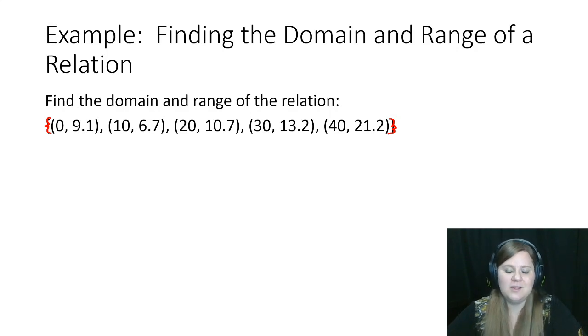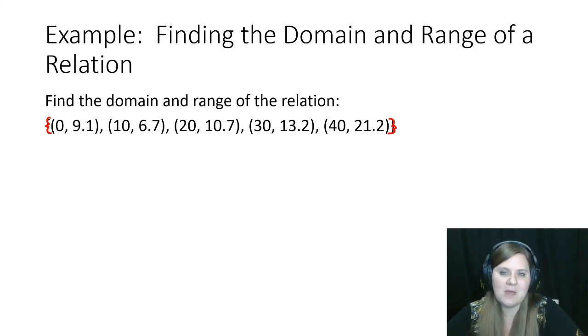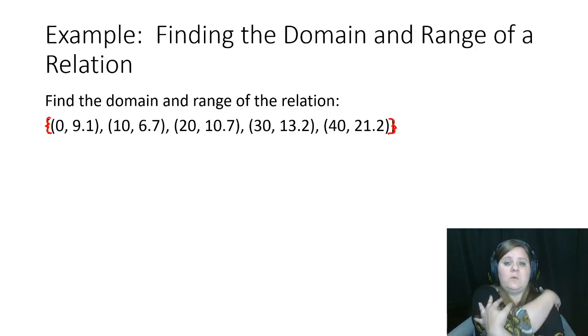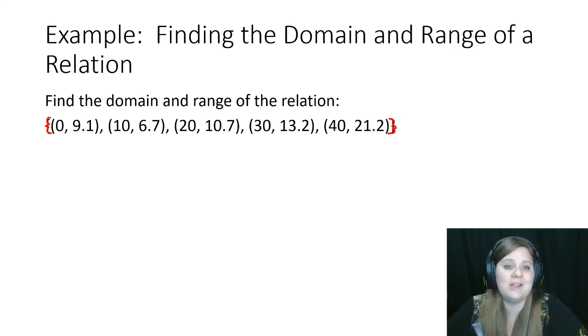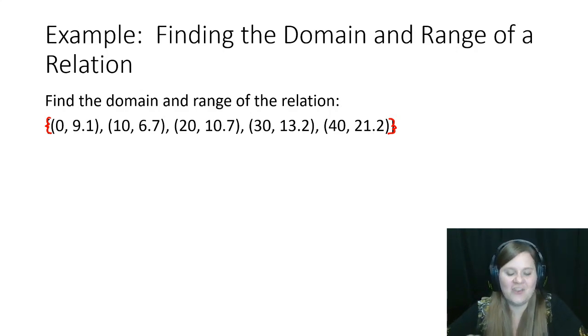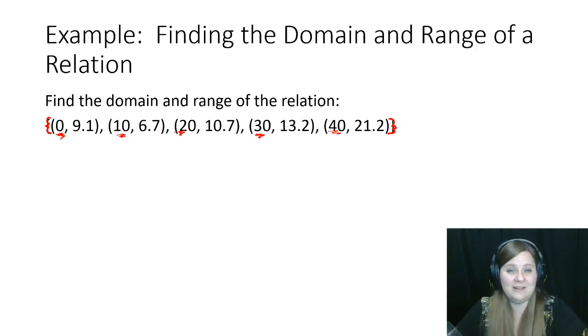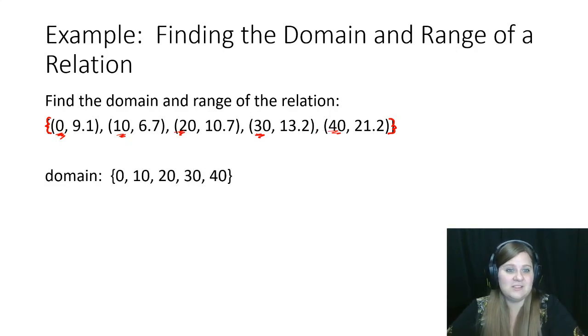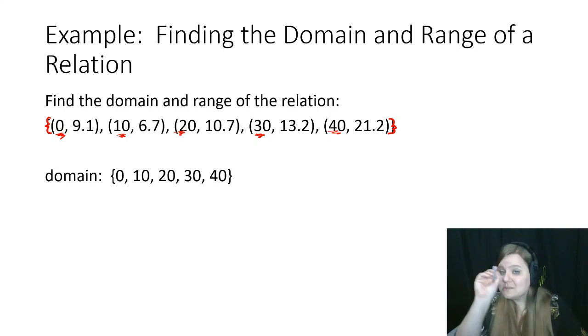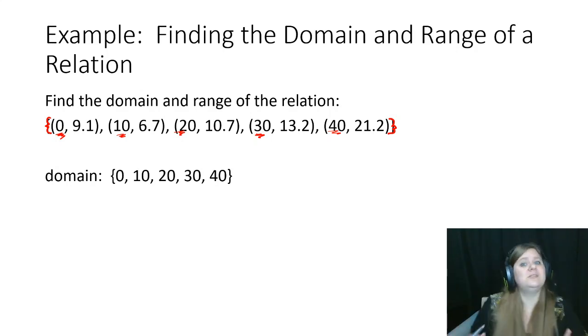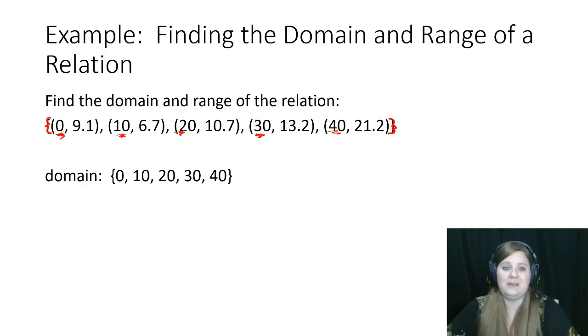We want to find the domain and range of each one. One thing I want to point out is that a domain does need to be in order from least to greatest, as does a range. So we want to look at all the input values, or in this case the x's, and use those to find our domain. I have a 0, a 10, a 20, a 30, and a 40, and that's already in increasing order. So voila, our domain is {0, 10, 20, 30, 40}.